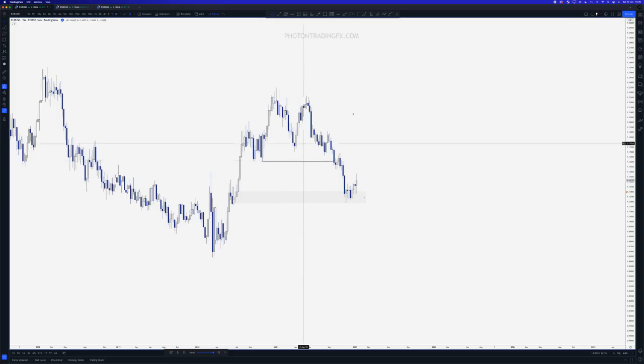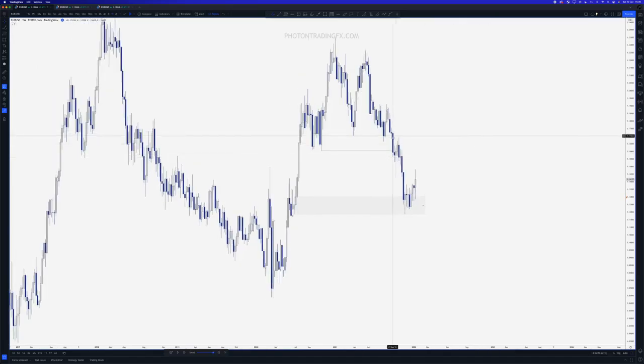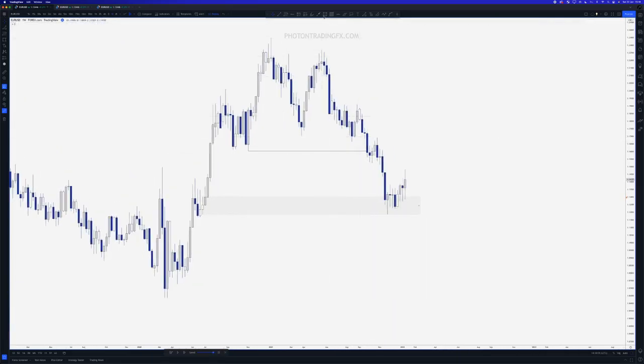Because remember, by its most simple definition, a supply zone is a buy to sell candle pivot range. Whichever one you want to use, basically the buy to sell candle that is then engulfed by a bearish candle. So if I just zoom in to this section of price action, this is a very simple example of what a supply zone is.